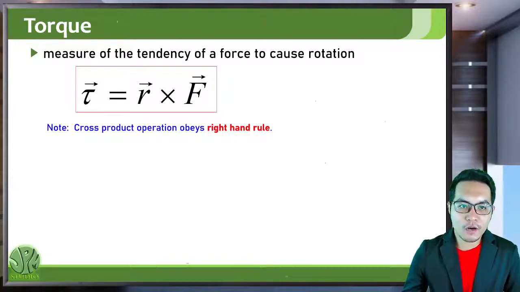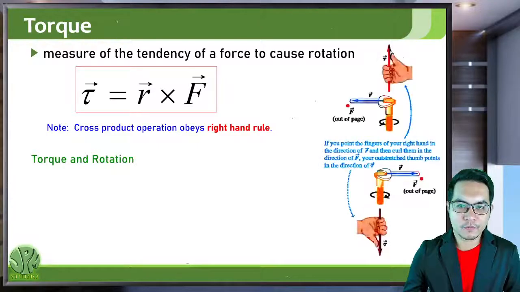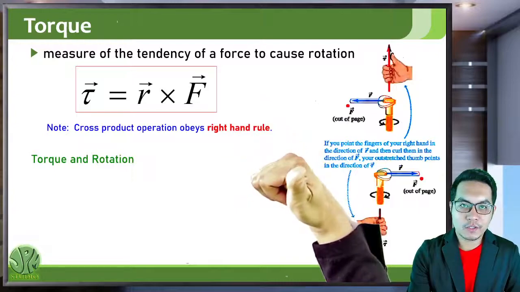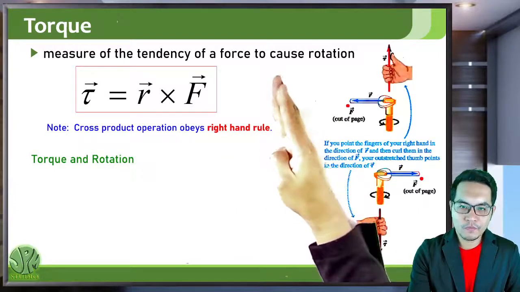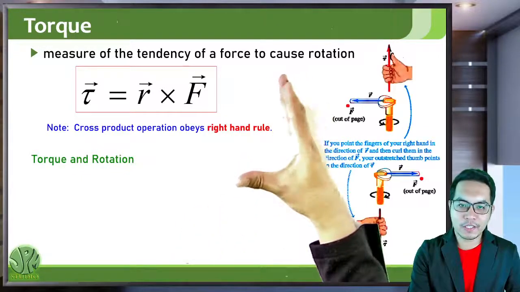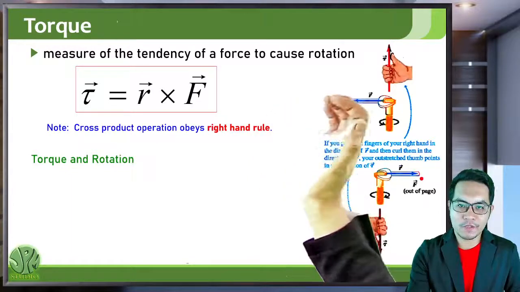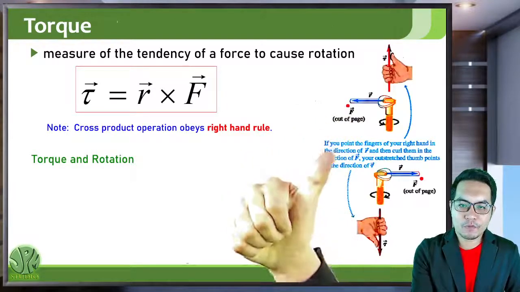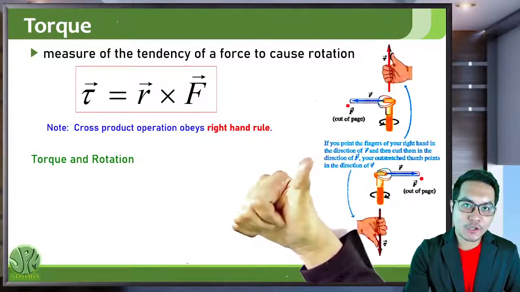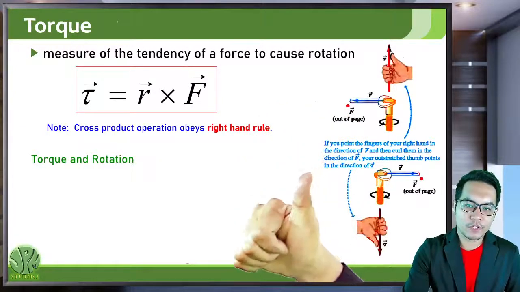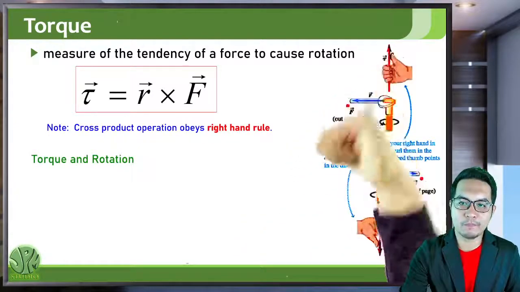Since torque is a cross product, it obeys the right hand rule. So r cross F equals torque, tau. If this is your r and this is your F, and you act a force in this direction, then the tendency to rotate is in this direction. If your fingers curling around your thumb show the direction of rotation, then the direction of your thumb is the direction of the torque. So if this is the rotation, then this is the direction of the torque.